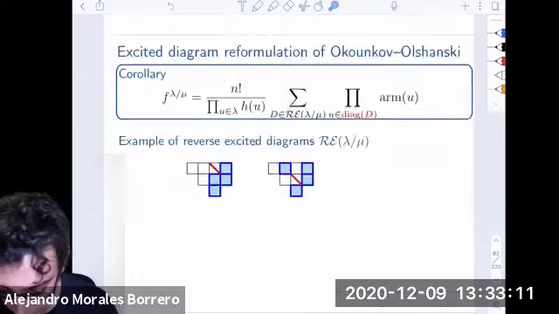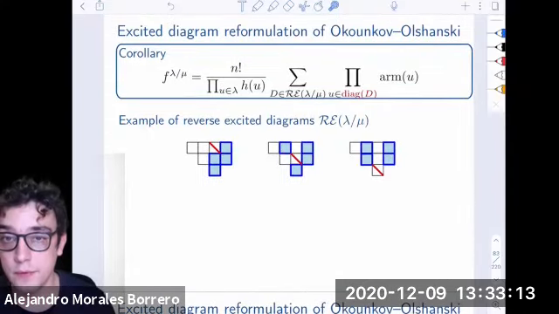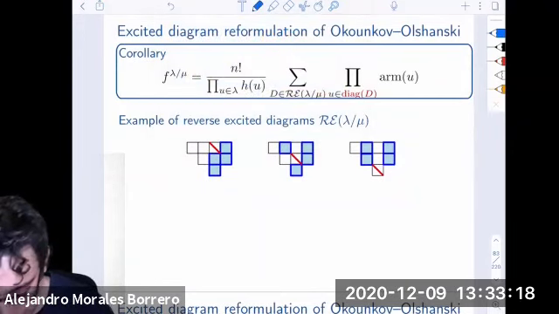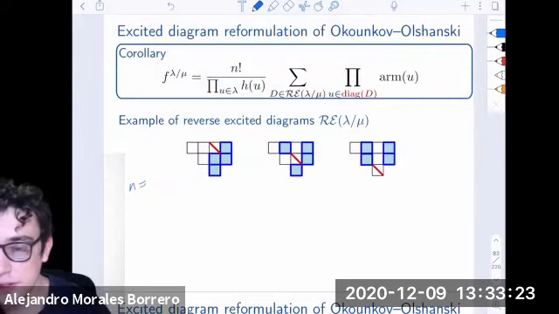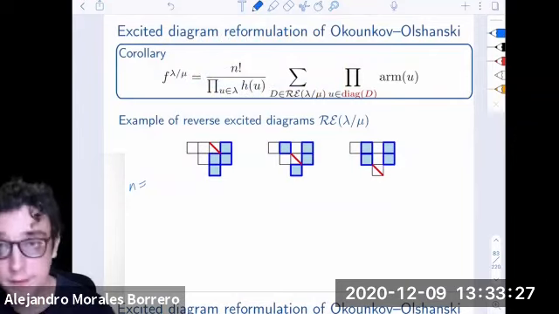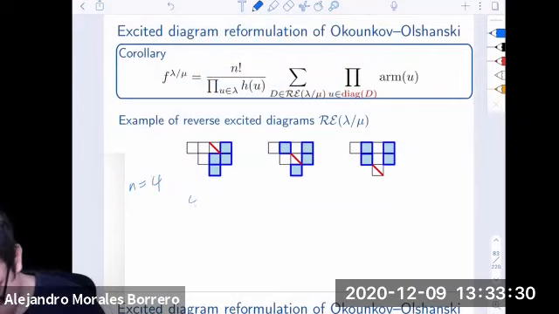Okay, so here are the 3 diagrams from before. Let's do it now. How many boxes do we have in lambda mu? N equals. Can you put it in the chat, someone? How many boxes here? 4. Thank you. So we have 4 factorial. We divide over all the hook lengths of lambda. So the hook lengths are 1, 1, 2, 3, 4. Okay, and now the weights.